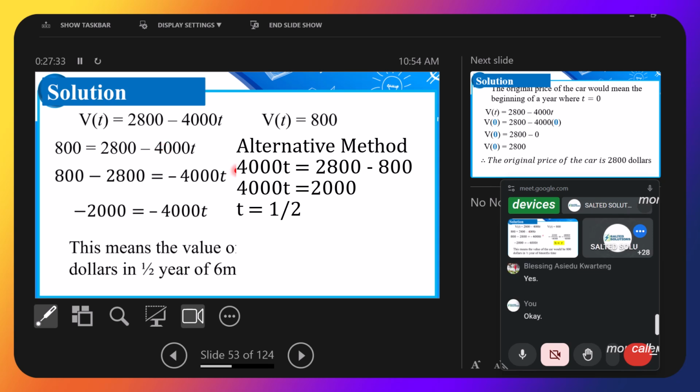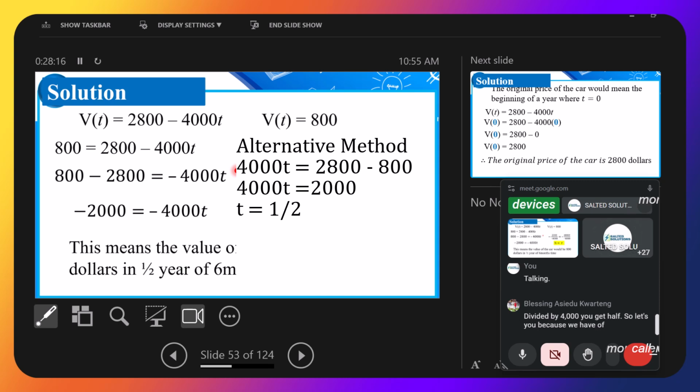So 2,800 minus 800 will leave 2,000. So it will be 4,000 t equals 2,000. Okay, so to let the t stand alone, you divide both sides by 4,000. So 4,000 t divided by 4,000, the t will stand alone, and 2,000 divided by 4,000, you get half. So t will be equal to half or 0.5.